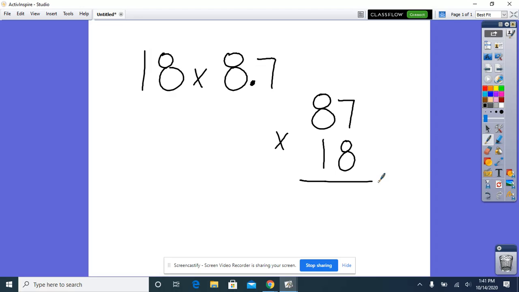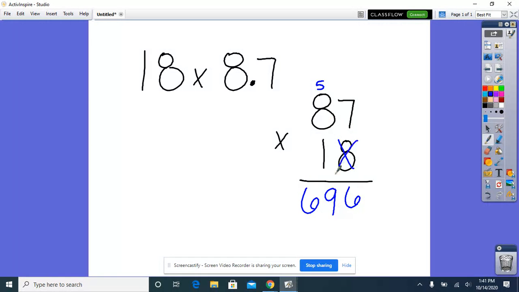Now I'm going to multiply like normal. 8 times 7 is 56. My 6 goes here. I carry my 5. 8 times 8 is 64. Plus 5 is 69. I don't have anywhere to carry my 6, so it just stays down here. So 696. All right, so I multiplied by 8.